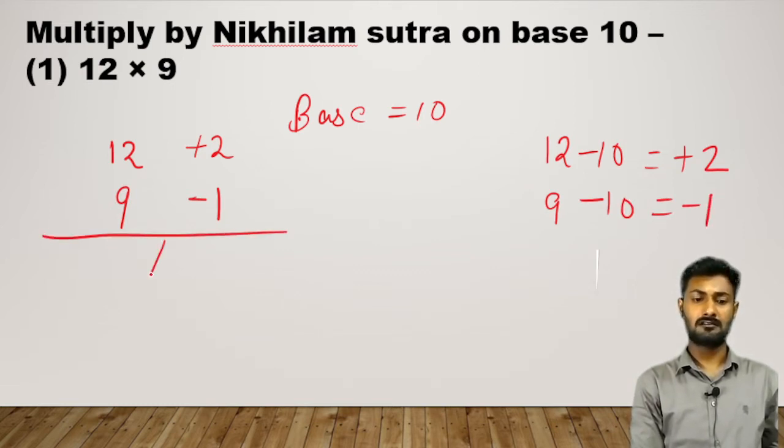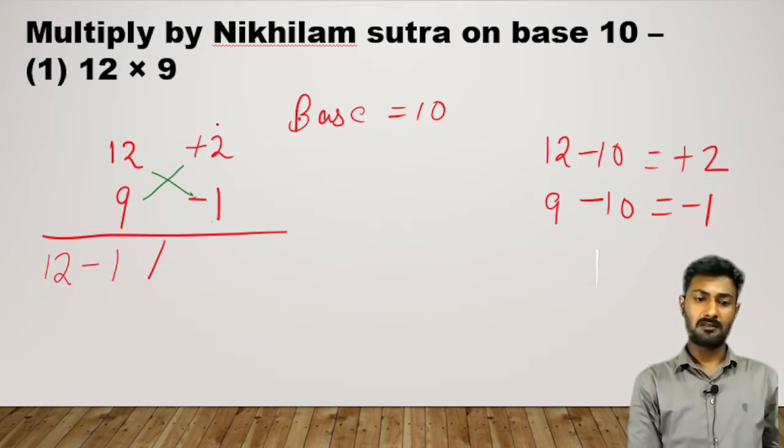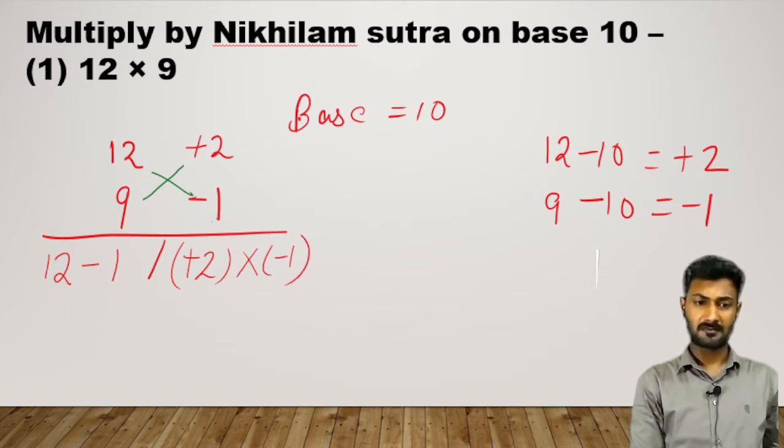Now solve. In this we only cross solve the numbers, we don't multiply. That is 12 minus 1, or 9 plus 2. 12 minus 1 is 11 and 9 plus 2 is also 11. Whatever we want, we will write here. We will write 11 and now multiply the deviations with each other. That is plus 2 multiplied by minus 1.